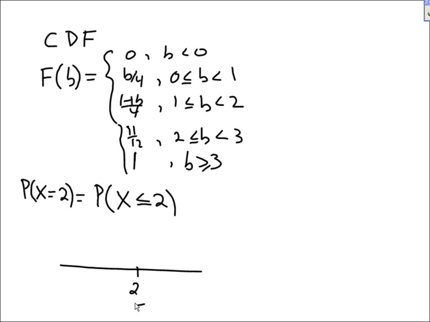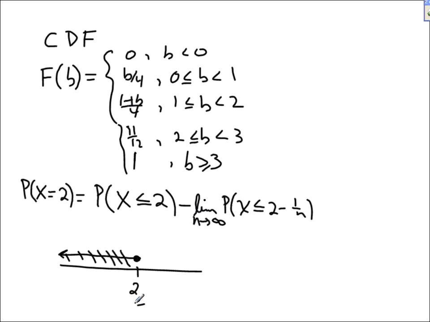Because that certainly equals 2. But it also includes the numbers less than 2. Now that's what we don't want. Somehow we need to take away all of these. So we take away the probability that x is less than 2 minus a little bit, 1 over n. And how do I make sure it's a little bit? I let n go to infinity. And I guess you can write n here and say n goes to 0 plus.